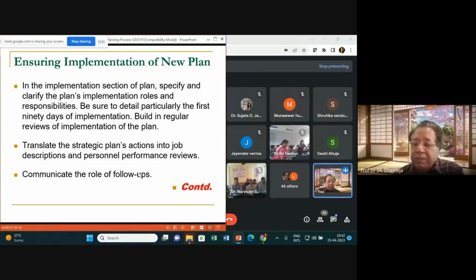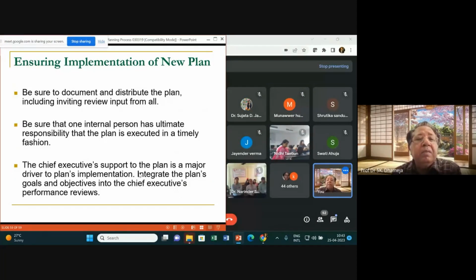Communicate the role of follow-ups. Be sure to document and distribute the plan, including inviting review inputs from all. Be sure that one internal person has ultimate responsibility that the plan is executed in a timely fashion. The chief executive's support to the plan is a major driver to the plan's implementation. Integrate the plan's goals and objectives into the chief executive's performance reviews. Very, very important.